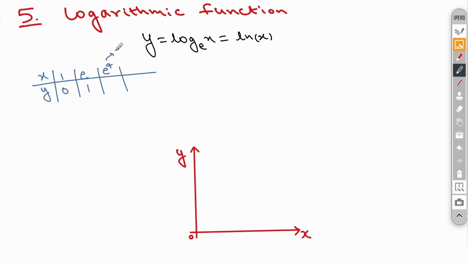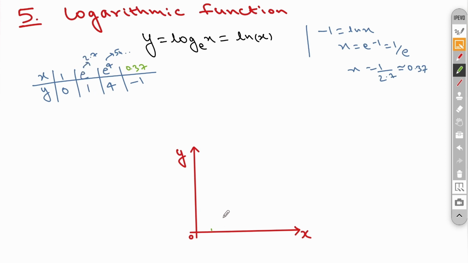Similarly, when we put x is e raised to power 4, so it will be 54 point something, then y will be 4, right? Also, let's take y as minus 1, then minus 1 is equal to ln x, x will be 1 by e, so 1 divided by 2.7 something, it will come out to be 0.37 something. So when we take y as minus 1, x is 0.37 something. So by taking these values, we'll draw the graph for this function.